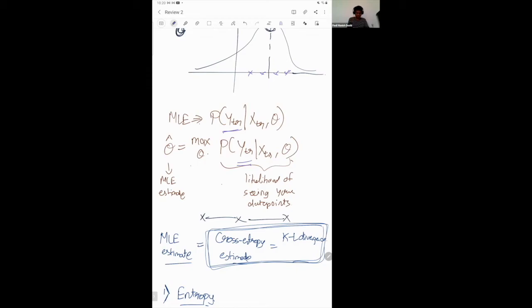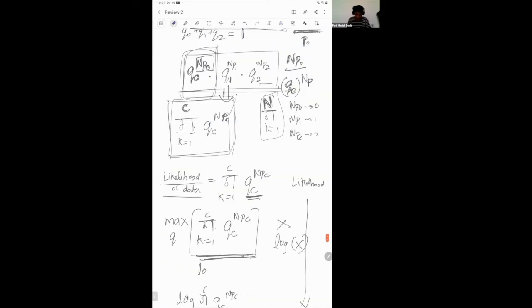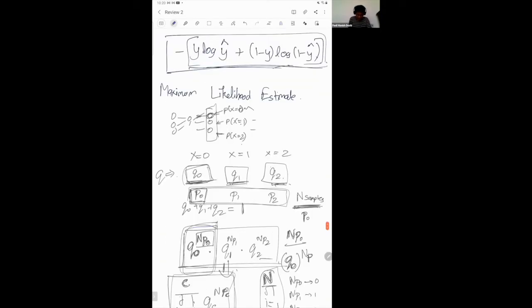If I'm relating it to here, choosing this Q0 and P0 gave me my probability of y train equal to 0. Now x train is np0 samples that are given to you, and Q0 is your theta. For categorical distributions, theta is the parameters of the distribution.